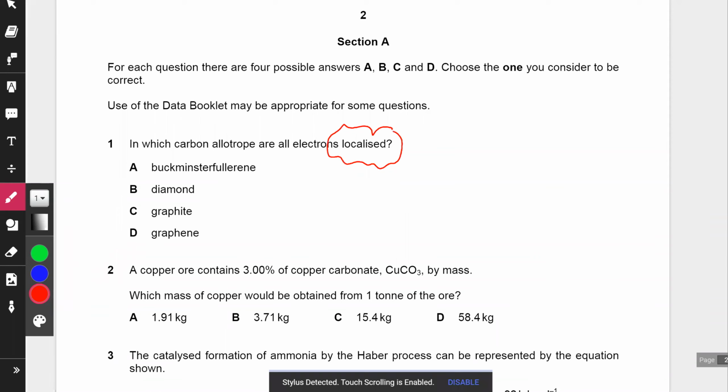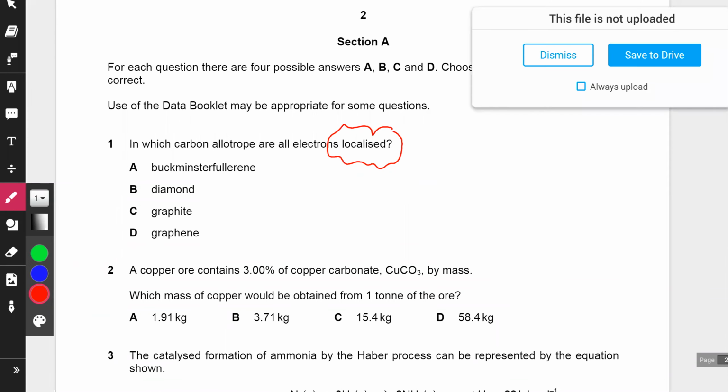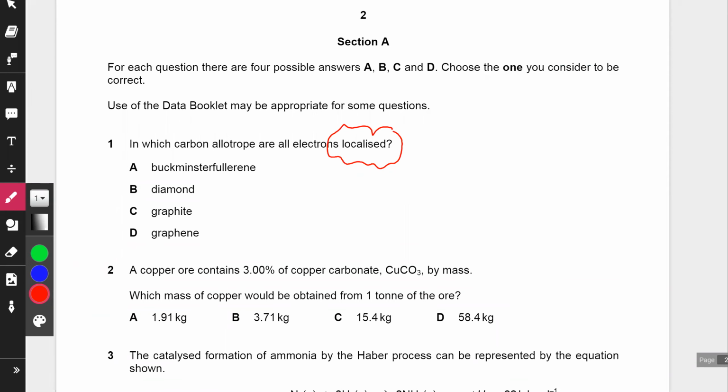But which one has delocalized electrons? Delocalized electrons. Graphite. Okay, graphite, graphene, and Buckminster fullerene. Okay, diamond is the only one. I'm going to just quickly go through all of them.